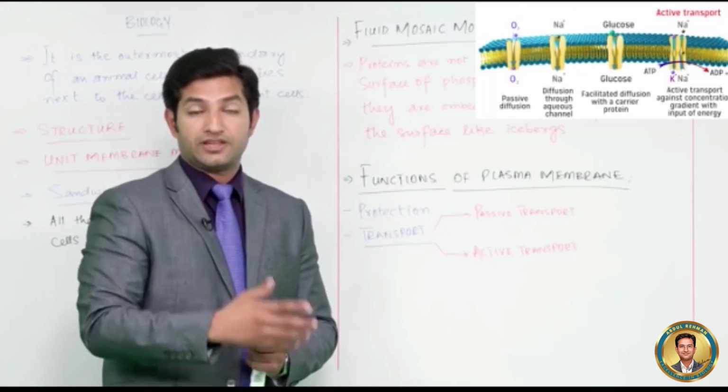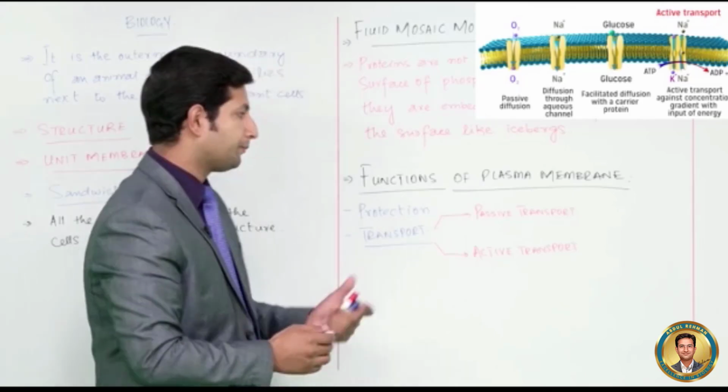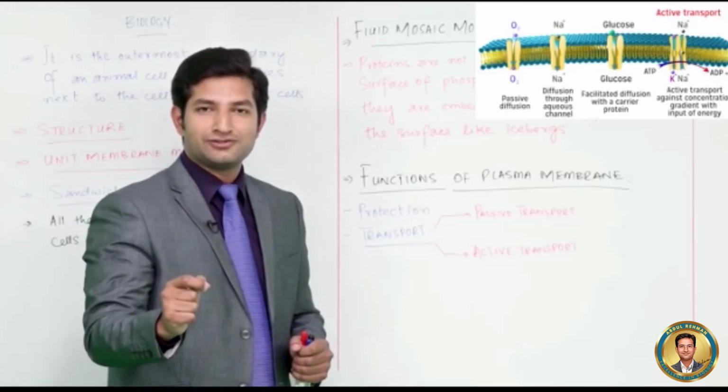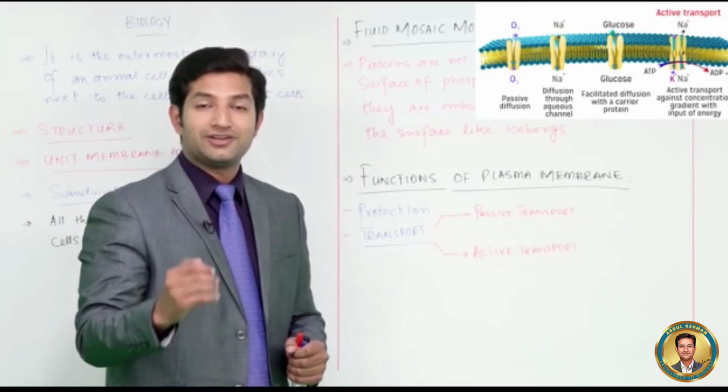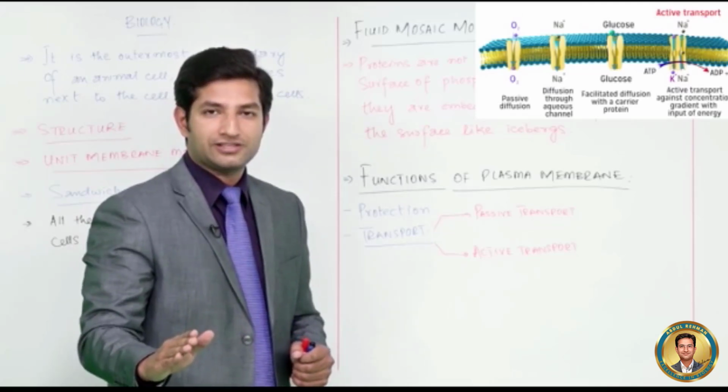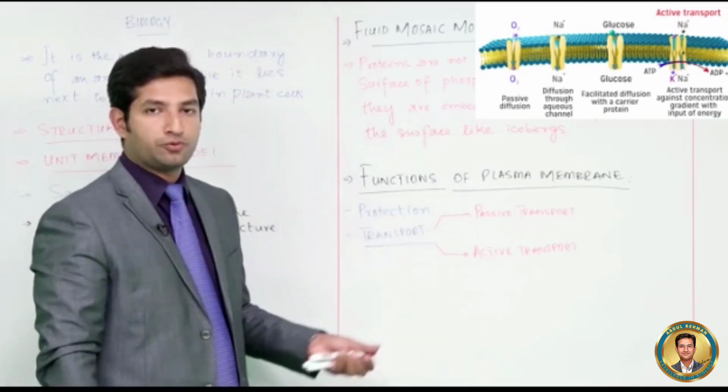Number one is the passive. Yeah? Go ahead. Number one. Passive transport is the movement of particles from an area of higher concentration to an area of lower concentration along the concentration gradient, and no energy is needed in this case. Okay? This is your passive transport.